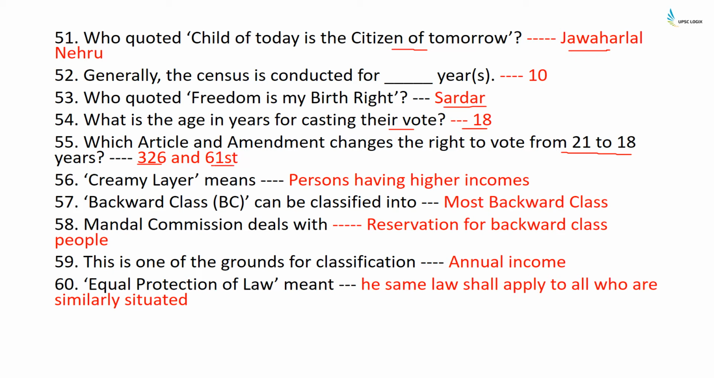Creamy layer means persons having higher incomes. Backward classes can be classified into most backward classes. Mandal Commission deals with reservation for backward class people. This is one of the grounds for classification: annual income. Equal protection of law means the same law shall apply to all who are similarly situated.